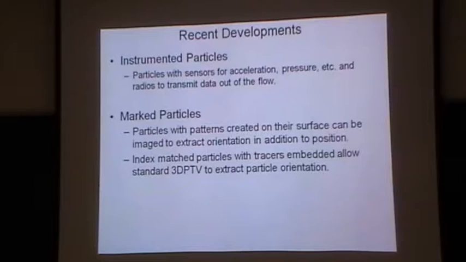This was what they did with the balloons in the atmospheric boundary layer back in the 80s. Of course, there you could make your thing this size, and here you'd like to make it tens or hundreds of microns. In practice, they're down to a little less than a centimeter for a particle that they can make neutrally buoyant in liquid, and then have it just radio out to them what the acceleration and pressure is.